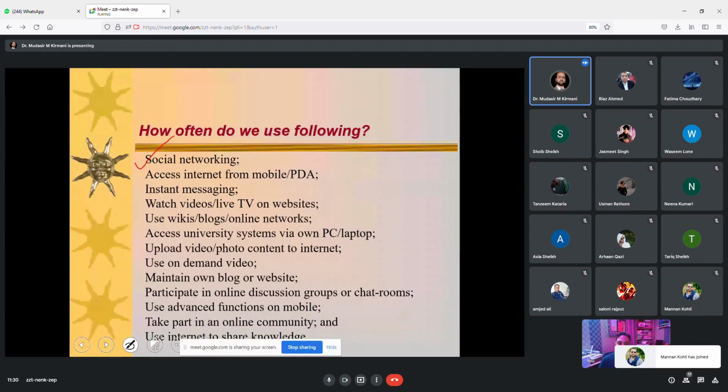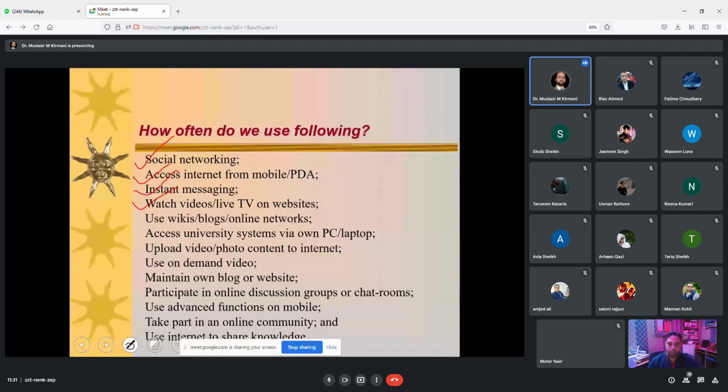Then, as I said, we do use technology like social networking, we access the internet using mobile phones or personal digital assistants. We go for instant messaging, whether it is WhatsApp, Telegram, or anything else. We watch videos, live TV, or websites. You might have seen YouTube, which is one of the platforms wherein technology has been used to reach the audience. We do have wikis, blogs, online networks. This is again a form of technology. We access university systems online, via our own PC or laptops.